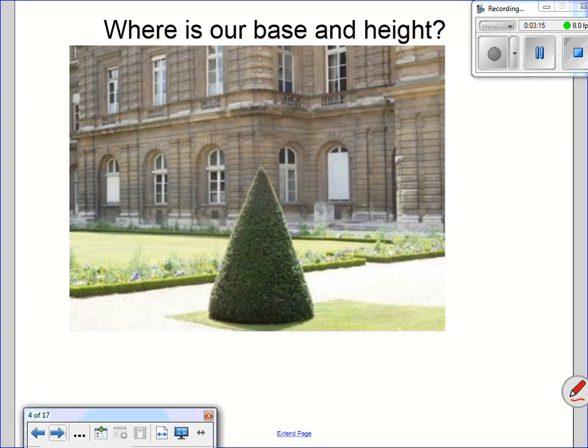Where is the base of this shape? Some of you might work in a nursery someday. The base of this shape is going to be the bottom. Where's my height? Here's my height. This wouldn't be my height. You're not going to measure at an angle. If someone were to measure you by the wall to see how tall you are, you're going to have to stand straight up, flat against the wall. So this is how you would find your height, nice and straight.